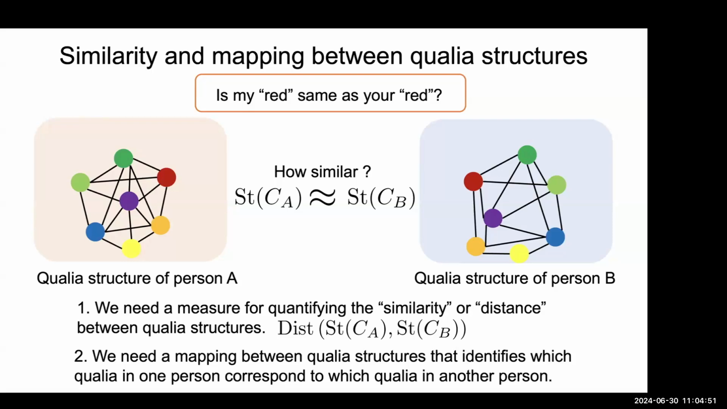So we have a Qualia structure of person A and a Qualia structure of person B. We need a measure for quantifying the similarity or distance between the Qualia structures of persons A and B. And also, we want a mapping between Qualia structures that identifies which Qualia in one person corresponds to which Qualia in another person, like which color in a different person red corresponds to.